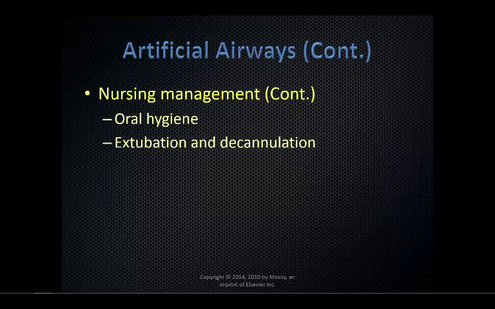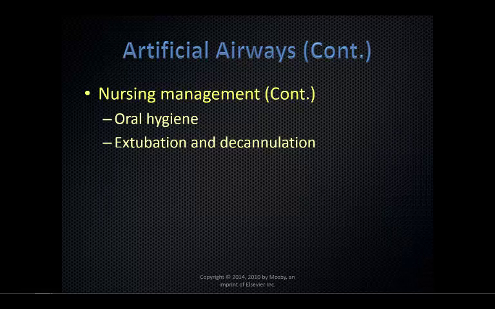As well, proper oral hygiene is very important, and we've discovered through research that simply by using a rinse and a swab of the patient's mouth with 15 cc's of 0.12% chlorhexidine every 12 hours, we can significantly reduce the likelihood of ventilator-associated pneumonia.